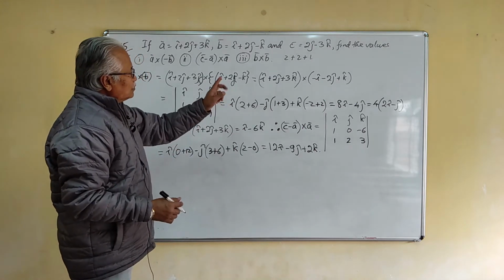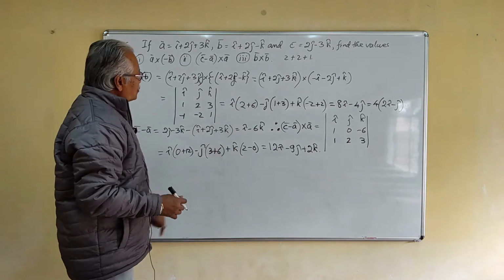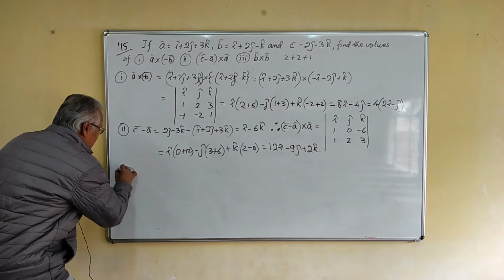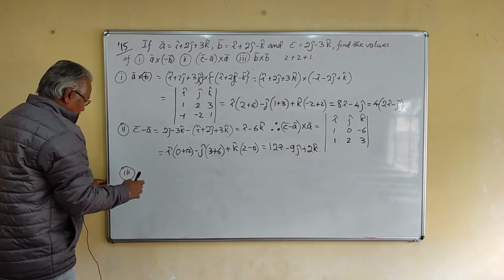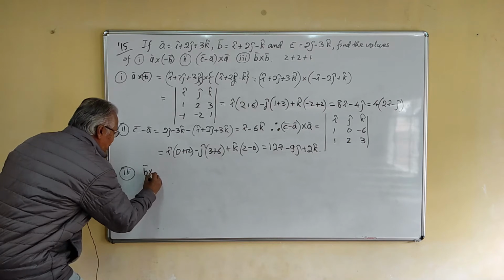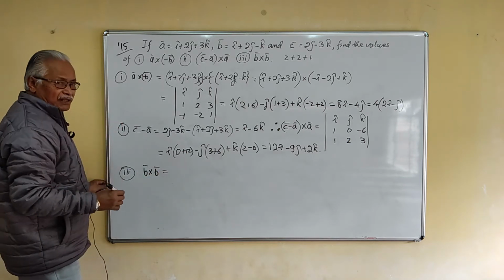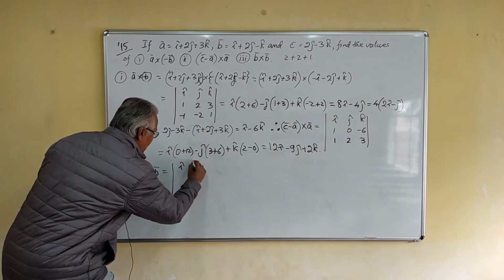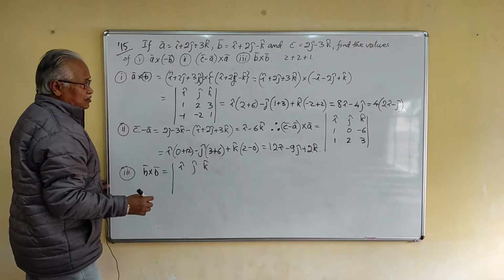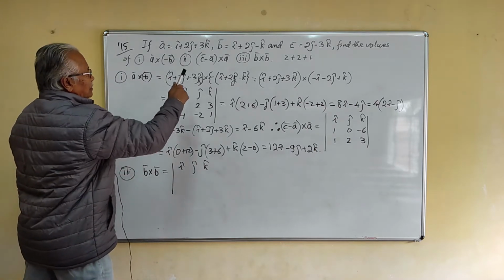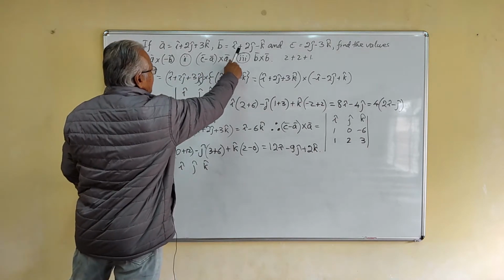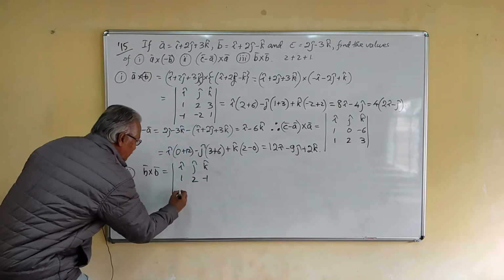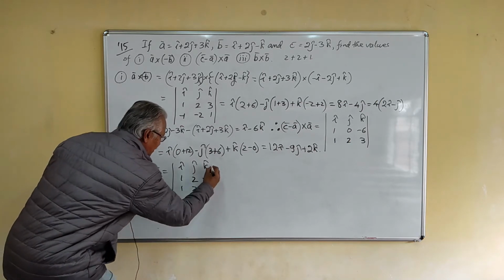Okay, what about b cross b? Number 3 question that will allot you 1 mark if you've done it correctly. b cross b, of course you can say that it's equal to 0. So what will you do? As usual, you write i, j, k on the top in the first row. Now b is what? The coefficients are 1, 2, minus 1. 1, 2, minus 1. And followed by 1, 2, minus 1.